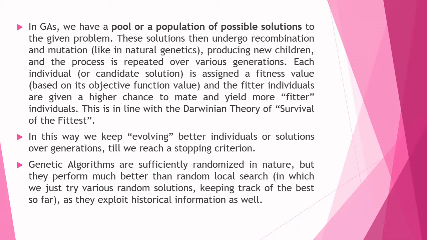Each individual is assigned a fitness value. Whoever is in the genetic algorithm is assigned a value. The fitter individuals are given a higher chance to mate and yield even fitter individuals. The one who is fitter is given a value, and that value is used for mating so that new individuals come out. This is in line with Darwin's theory of survival of the fittest, which we are adopting in the development of this approach.